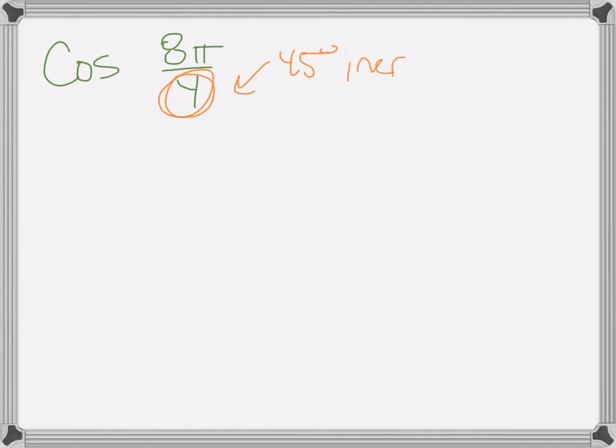Okay, so let's do another example here. Let's do cosine of 8 pi over 4. Normally you'd think, denominator of 4, does that mean 45-degree increments? Technically, yes. You could graph this with 45-degree increments, but think about it. Can I reduce 8 over 4? Yeah, I can. 4 goes into both, so wouldn't that be cosine of 2 pi?